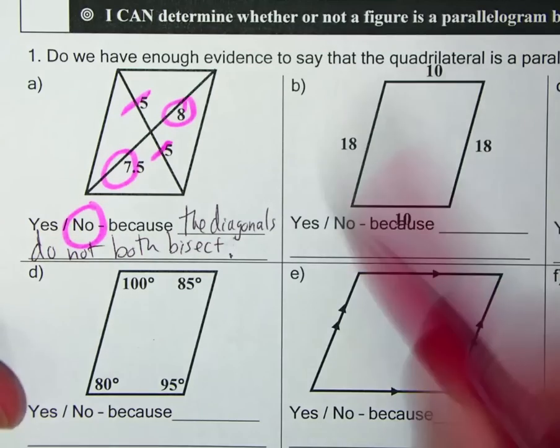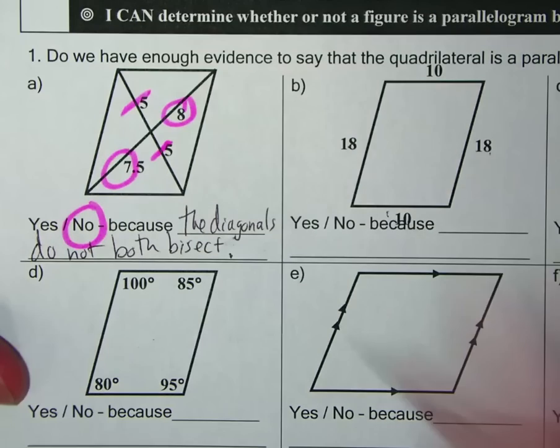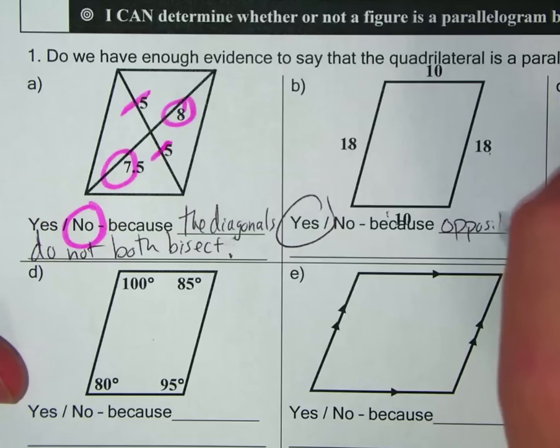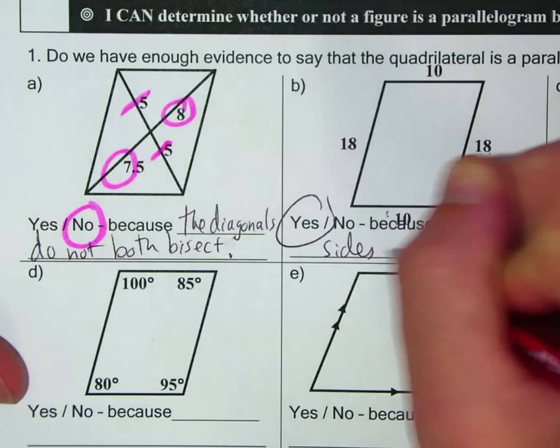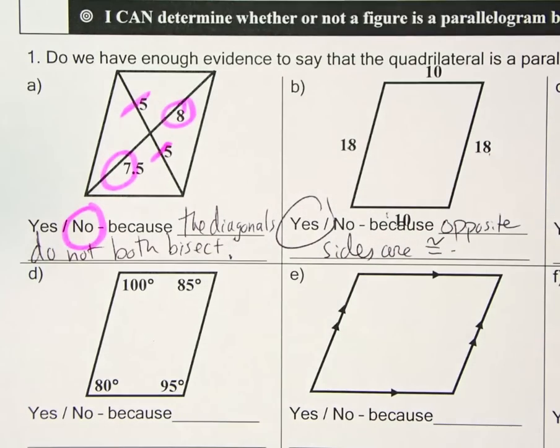Look at this one. Is this enough evidence? Opposite sides are congruent. So yes, it is. Yes, because opposite sides are congruent. And so you need to go through the rest of these and think about the rules we just learned and see if what the evidence markings here show you meet those rules.